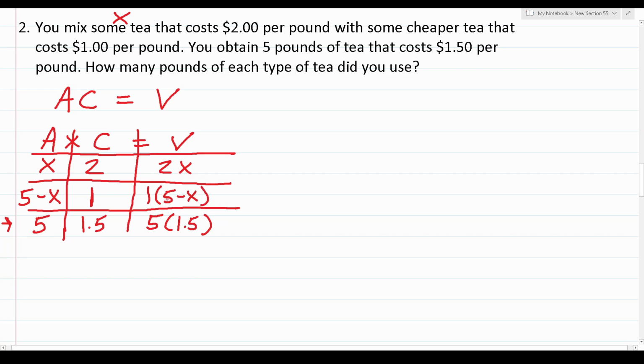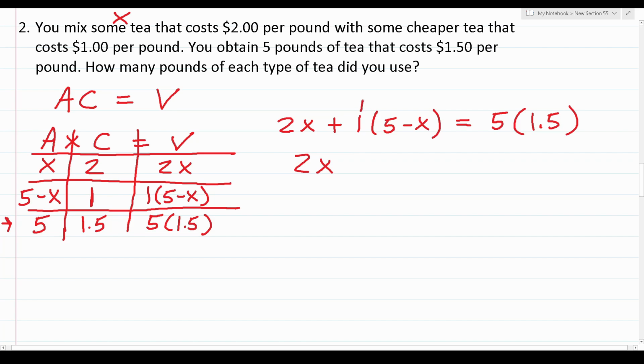Okay, now we have enough information to set up our problem here. Again, the value of this tea plus the value of this tea has to equal the value of this blended tea. So that looks like this. 2x plus 1 times 5 minus x has to equal 5 times 1.5. Okay, let's go ahead and start simplifying this. Ultimately, our goal is going to be to solve for x. So again, we're not going to touch this 2x just yet. That said, we're going to take this 1 and distribute it here as well as here.